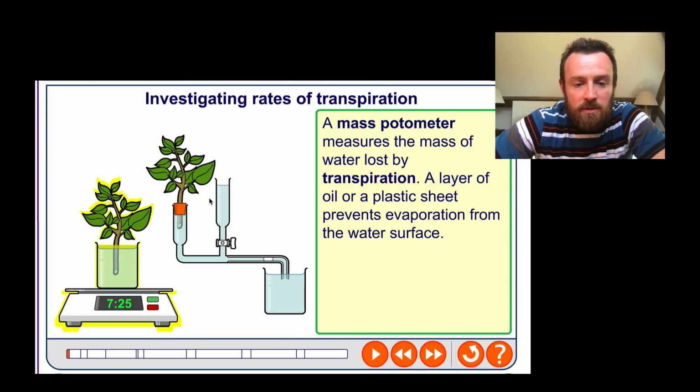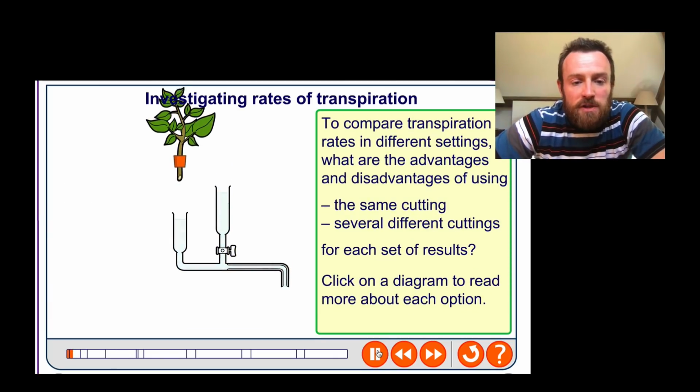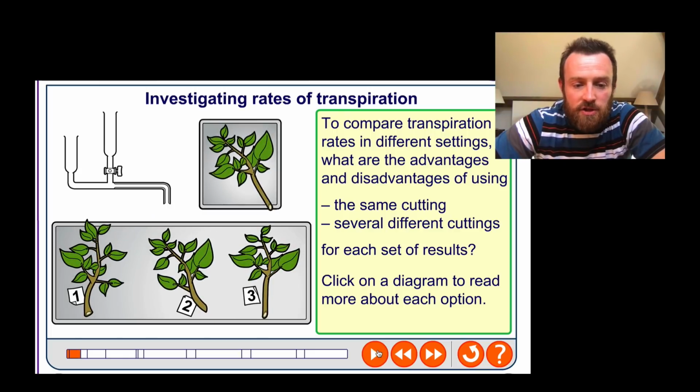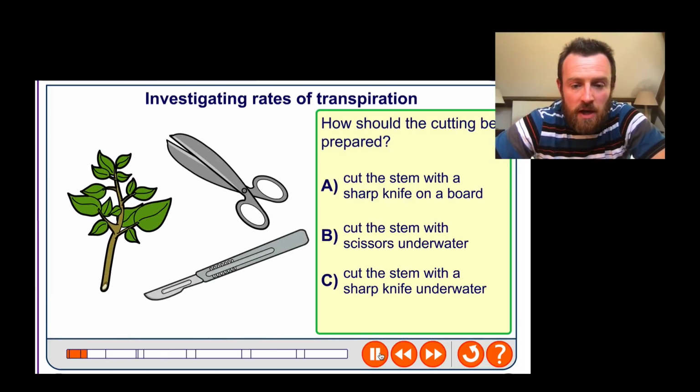Now, the bubble potometer is a bit better. And here we go. Let's look at this bubble potometer. So, first of all, if you want to compare different rates of transpiration, you're going to need to use the same cutting several different times, because different cuttings are going to have different surface areas of leaf and different amounts of leaves and so on. So we're going to need to use the same piece of leaf and just repeat the experiment several times.